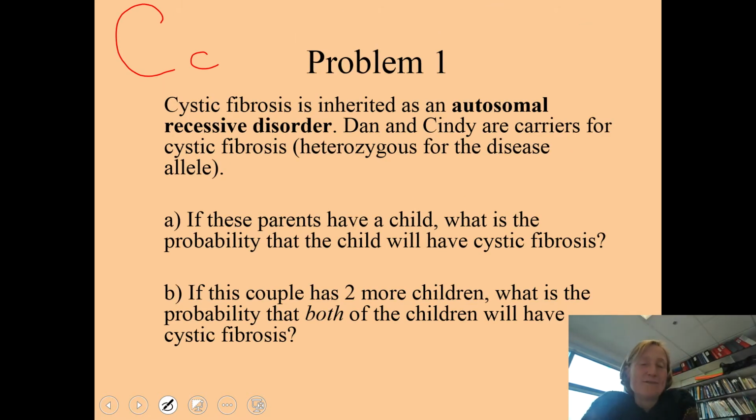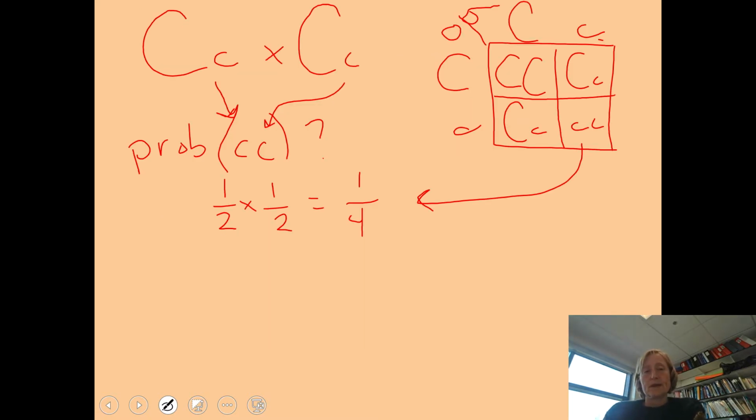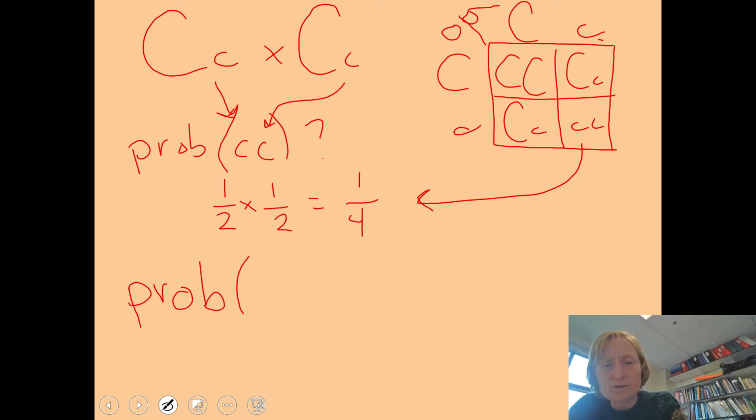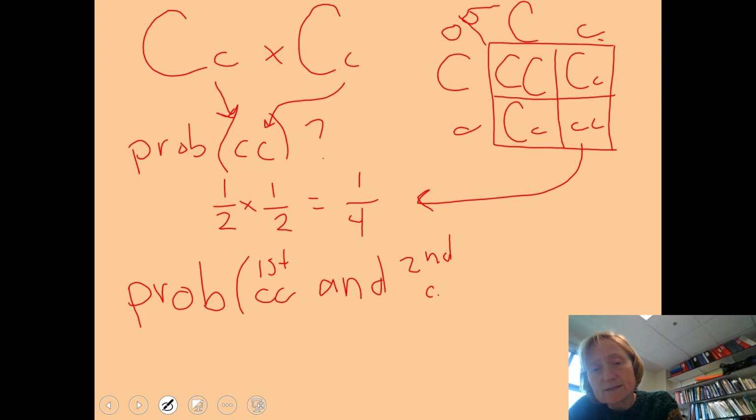How about this problem? If this couple has 2 more children, what is the probability that both of the children will have cystic fibrosis? This one's a little harder. So the question, I usually try to write out the question. What's the probability that the first child has cystic fibrosis? That means inherits little c. That's the only way you can get cystic fibrosis. And the second child has cystic fibrosis.